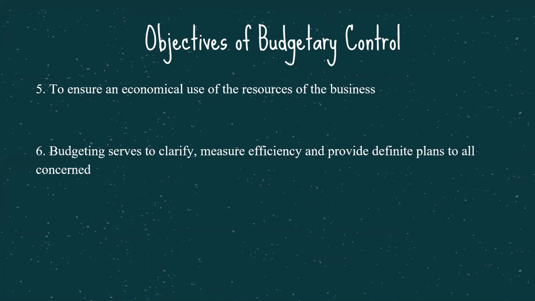And finally, budgeting serves to clarify, measure efficiency, and provide definite plans to all concerned. So it's a roadmap. You're not groping in the dark. You exactly have a roadmap and you know you have to achieve that. So this is what budgets and budgetary control is all about.